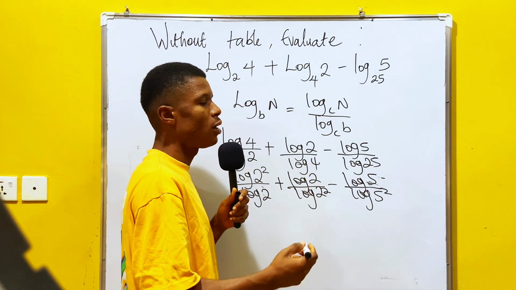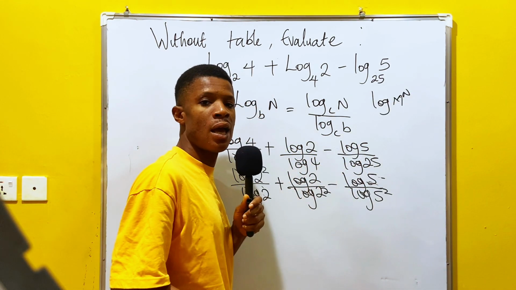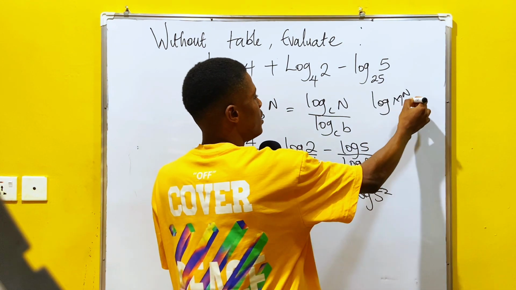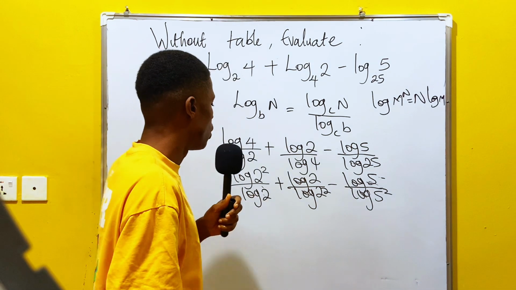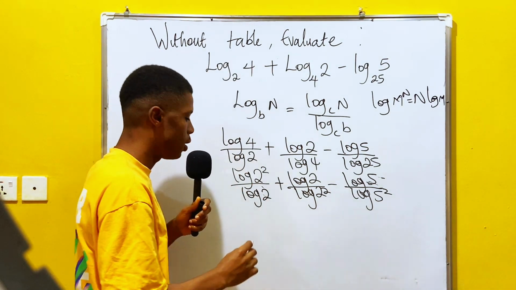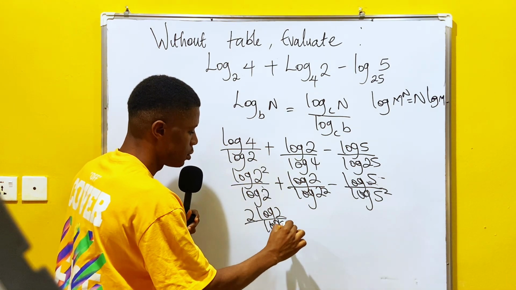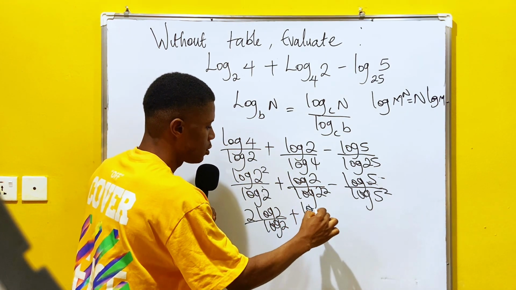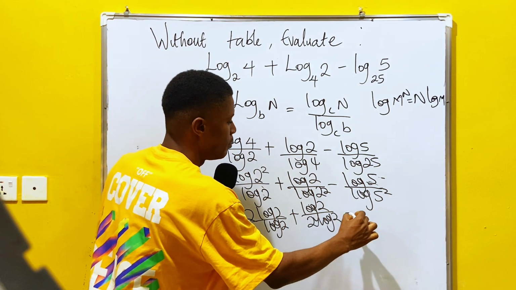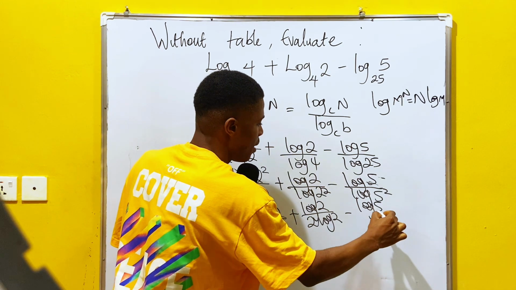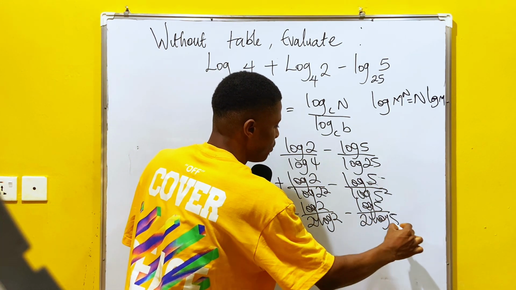There is a rule of logarithm which says that whenever you have log of m raised to power n, it is the same thing as multiplying the number n by the log of m. So we are going to multiply all the powers to the log. So we have 2 log 2 over log 2, plus log 2 over 2 log 2, then minus log 5 over 2 log 5.